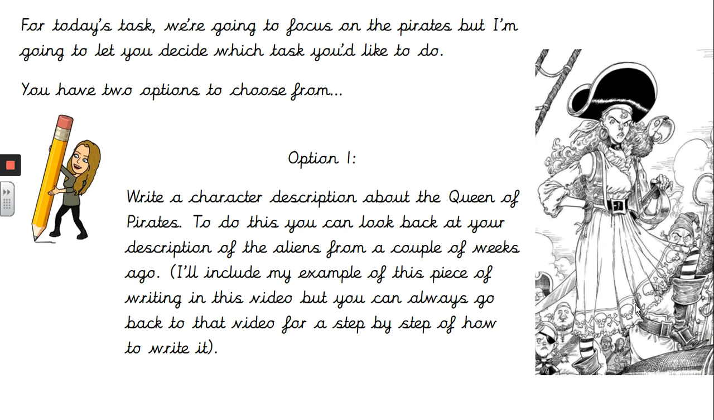So, for today's tasks, we're going to be focusing on the pirates, but I'm going to let you decide which task you would like to do. You have two options to choose from. So, your first option is to write a character description about the Queen of Pirates. I've given you her picture here to have a look at.